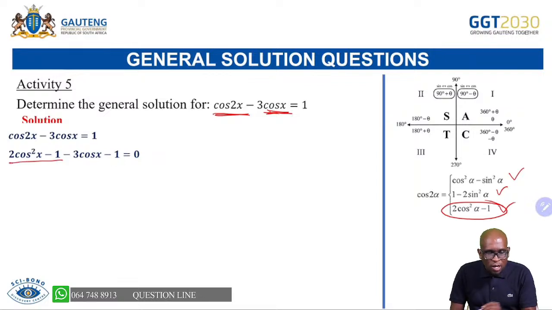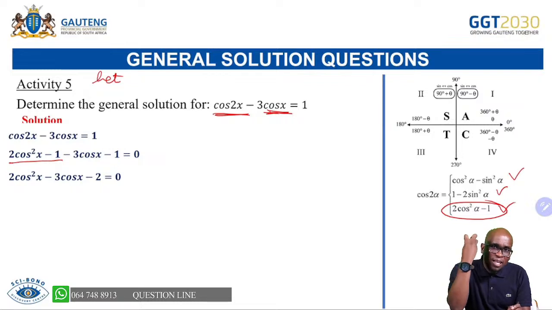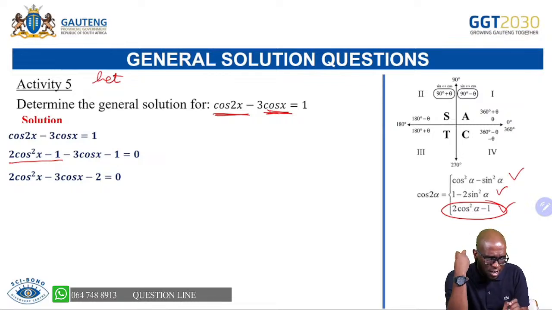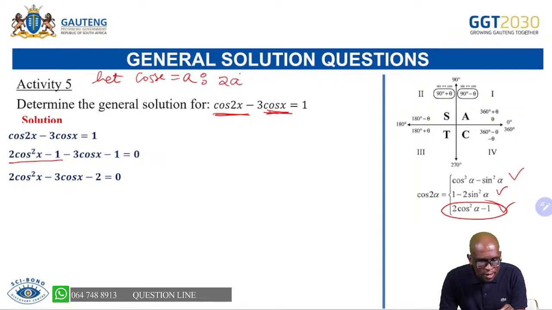We've chosen that one. We are writing cos 2x as 2 cos squared x minus 1, and then we simplify further. We get that this is 2 cos squared x minus 3 cos x minus 2. If you want to check the existence of the trinomial here, I'll let cos x be equal to a. If I do that, what will I have here? 2a squared minus 3a minus 2 is equal to 0.